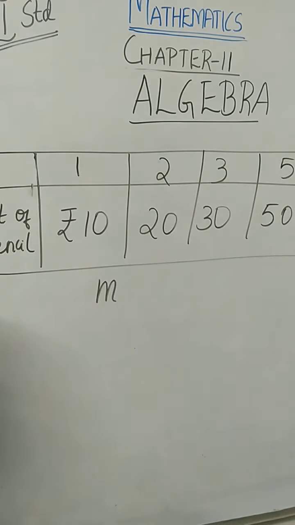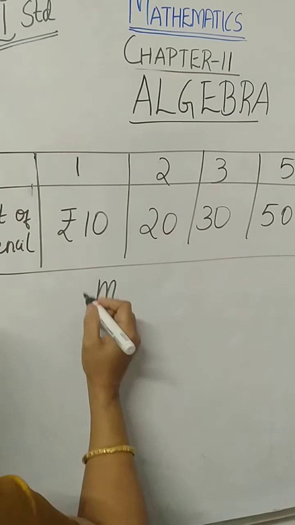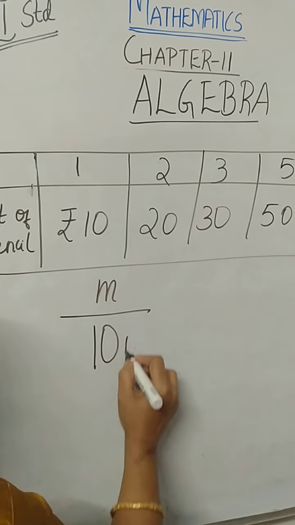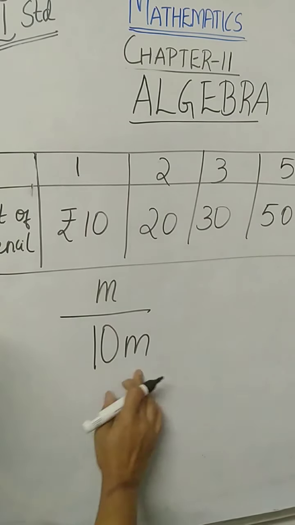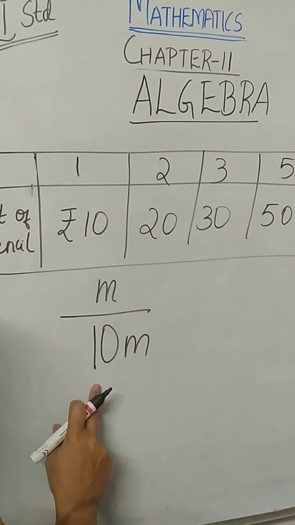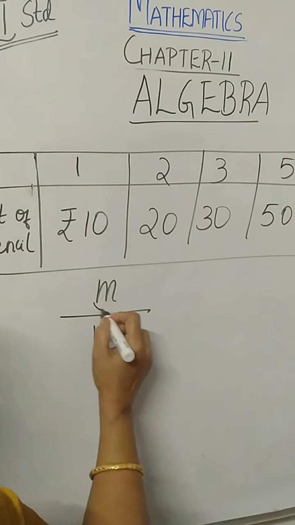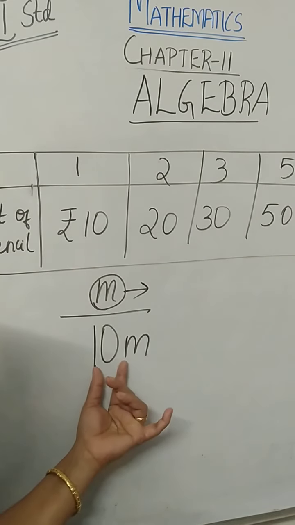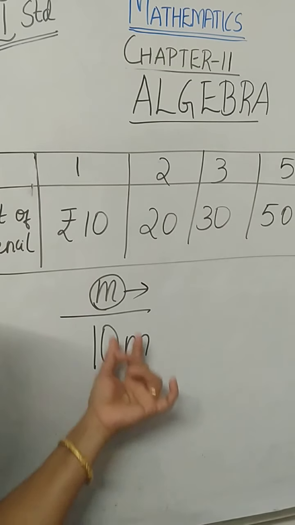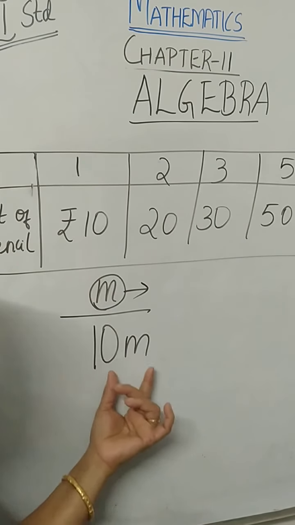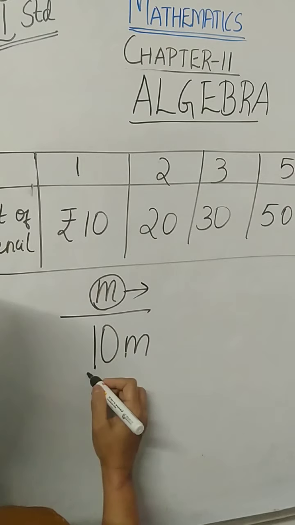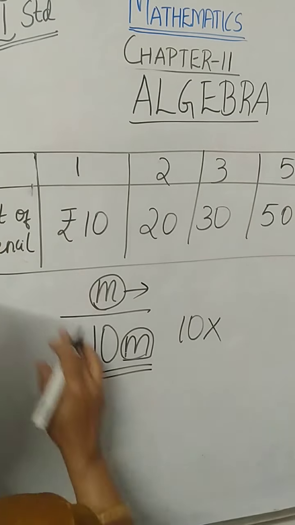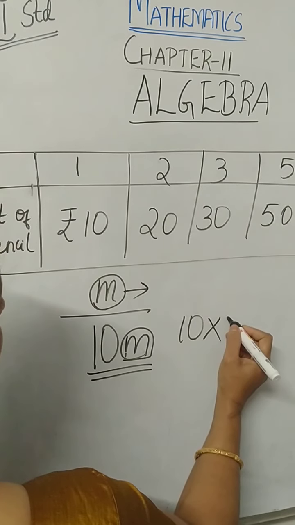What is the cost of m number of pencils? Can you tell? It is 10m. Why have I written 10m? 10 is the cost of the pencil, and m is the number of pencils. It can be anything. So if you multiply 10 into the number of pencils we need, we get the answer. The m can be anything. Now, suppose you want to buy 8 pencils.